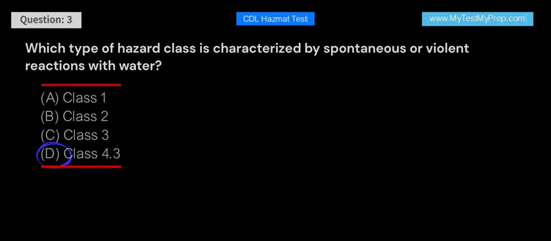Answer: D. Class 4.3 materials are characterized by spontaneous or violent reactions with water. Class 1 materials are explosives, Class 2 materials are gases, and Class 3 materials are flammable liquids. What is the minimum distance a driver must maintain from a burning vehicle carrying hazardous materials? A. 100 feet. B. 300 feet. C. 500 feet. D. 1,000 feet.